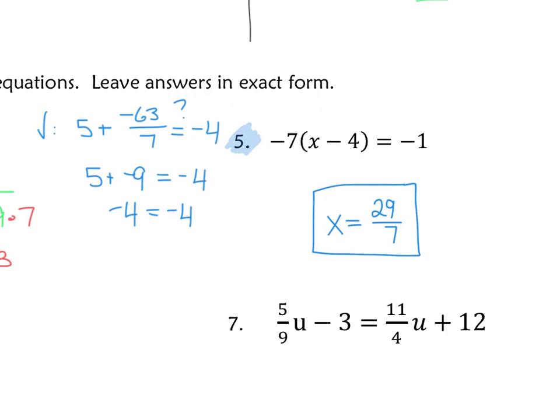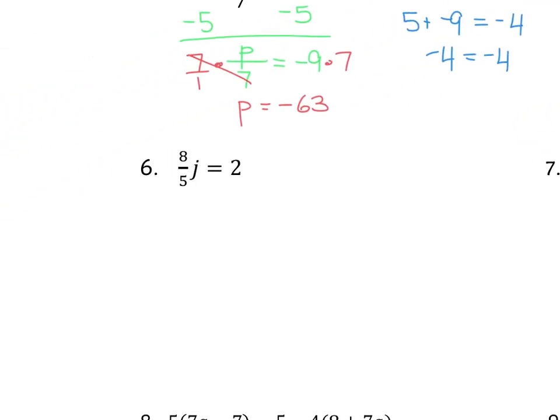All right, so the answer that you should have gotten is 29 over 7. Please make sure that if you do not get that answer on your own, you do ask your teacher in class tomorrow or whenever you see them.